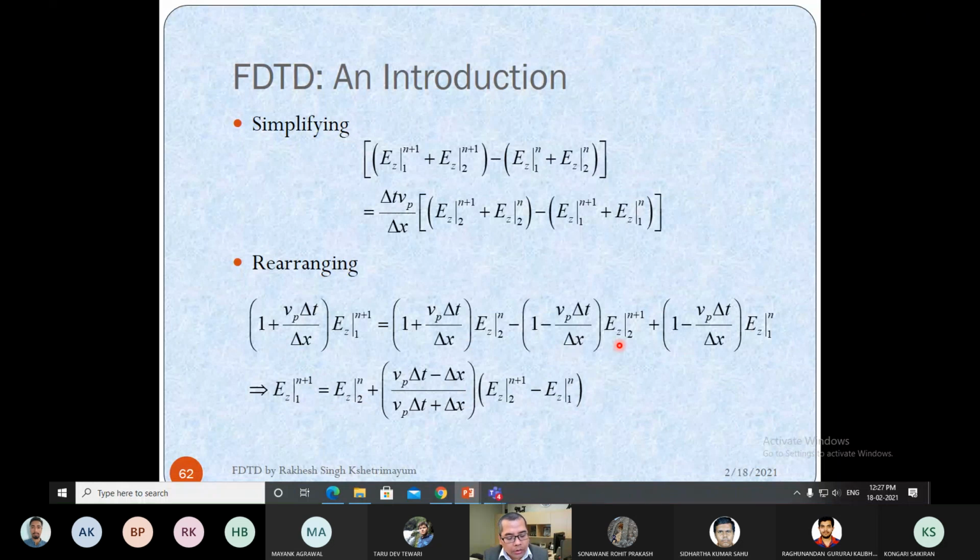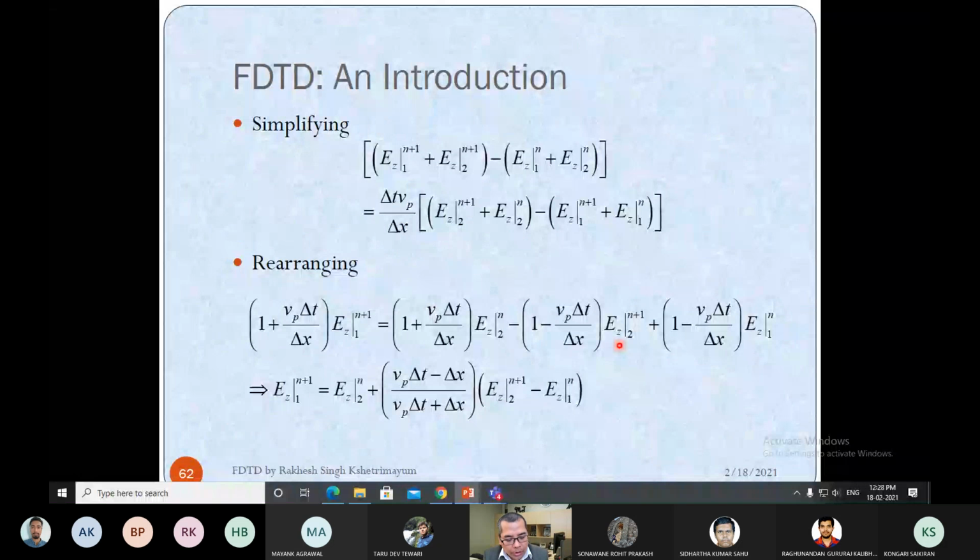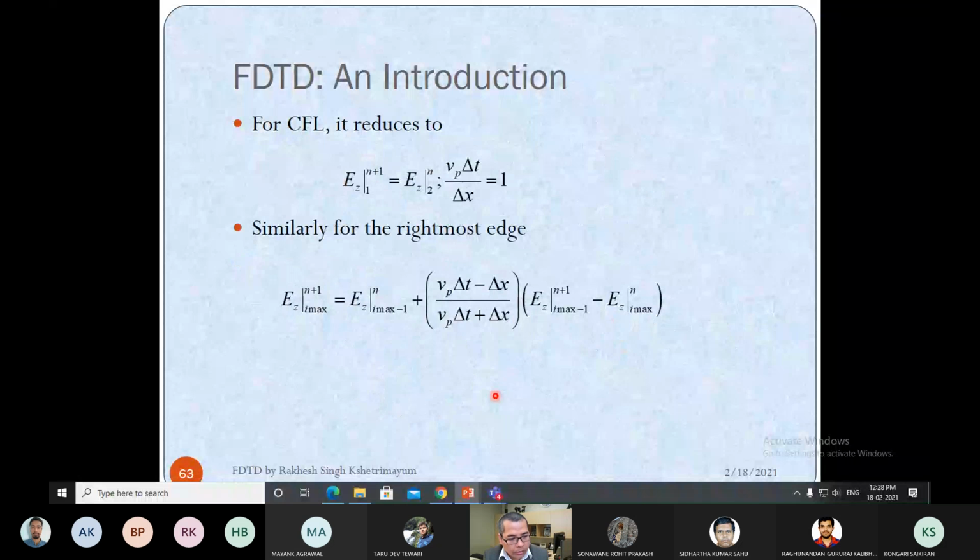So you write the FDTD equation. Whenever it reaches the boundary, the update equation will be different. So the boundary will have a different update equation, and all other places have the same update equation. If you apply the CFL condition, the Courant stability criterion, v phase delta t by delta x equal to 1, then simply you get Ez at 1 at n plus 1 is equal to Ez at 2 at n.